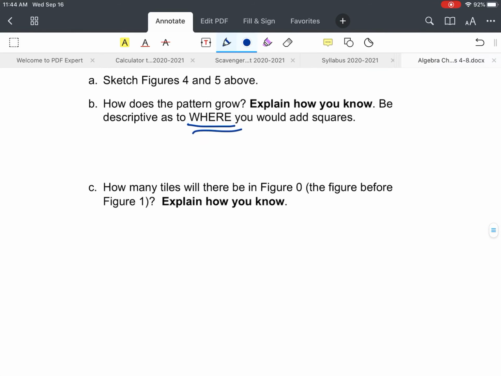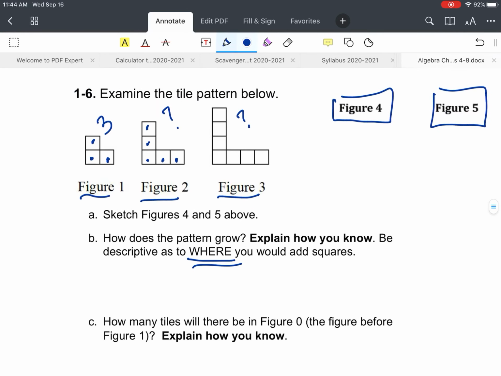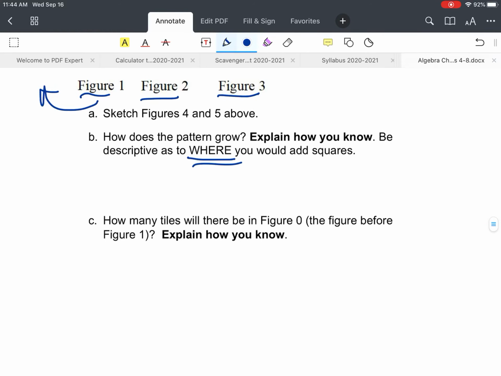And then part C says, how many tiles will there be in figure 0? That means if this is figure 1, how many did we actually start with? So go backwards. If you're adding so many tiles, you're going to take those away to show figure 0. You're going to see that we talk about figure 0 a lot in algebra. 0 is going to be really, really important as we get into our equations.